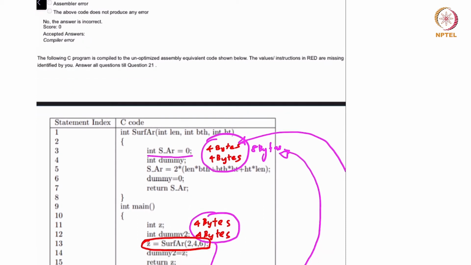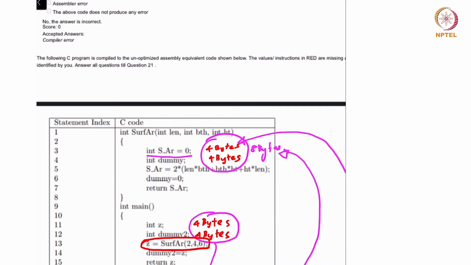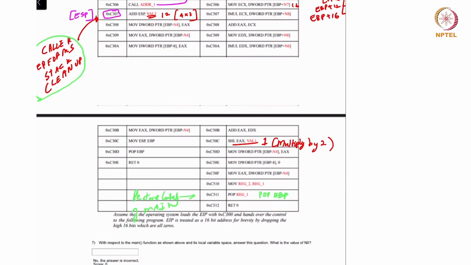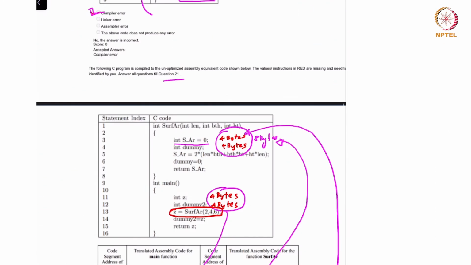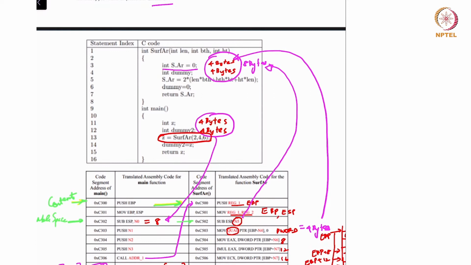The following C code is compiled to the unoptimized assembly equivalent. We will look at questions 7 all the way till question 21 that are based upon this C code, which is being compiled into this assembly code. Okay, so let's go over it one question at a time.